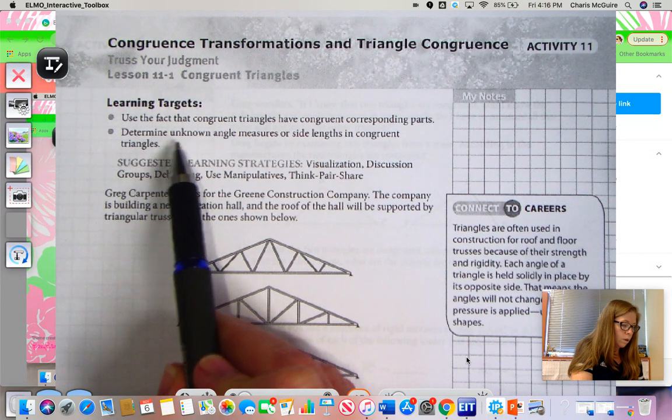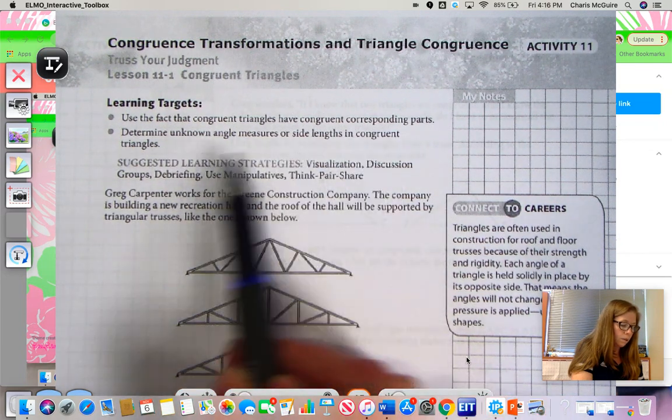And then we're going to determine unknown angle measures or side lengths in congruent triangles.